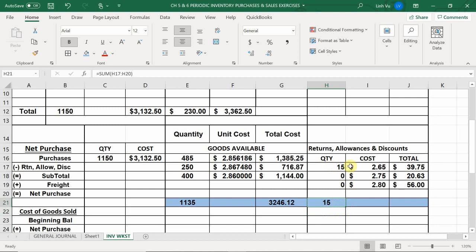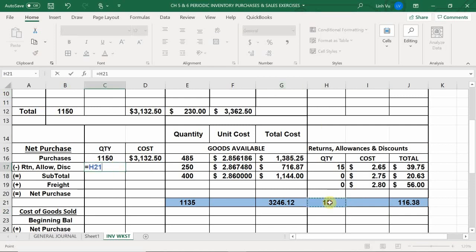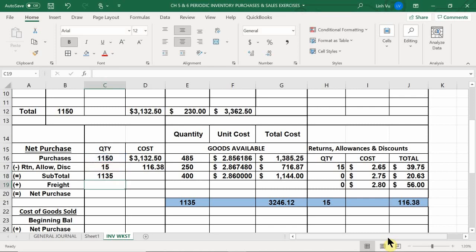In this case, how many items did I return in grand total? 15, right? Because I returned the first batch, received an allowance in the second one, and I received a discount for the last one. Okay. And how much in grand total cost was my returns, allowances, and discounts? $116.38. Good. So I'm going to plug those numbers in because I end up returning a total of 15 items and getting a total refund of 116.38. So my subtotal here should be 1,135, at a grand total of 3,016.12. Okay?